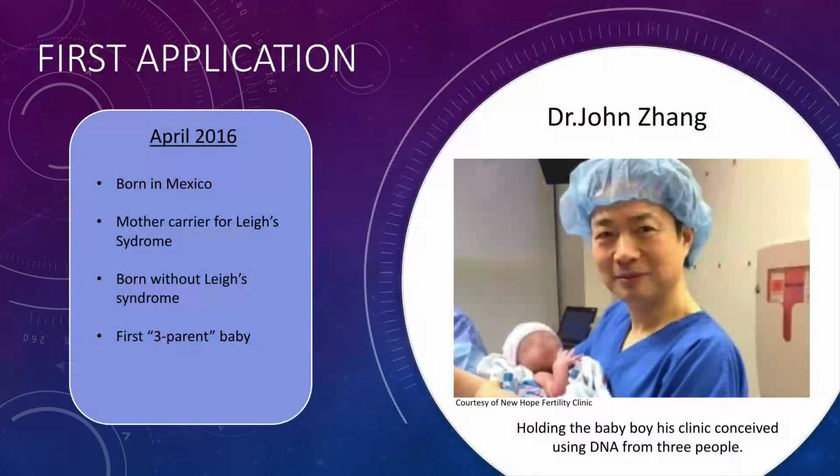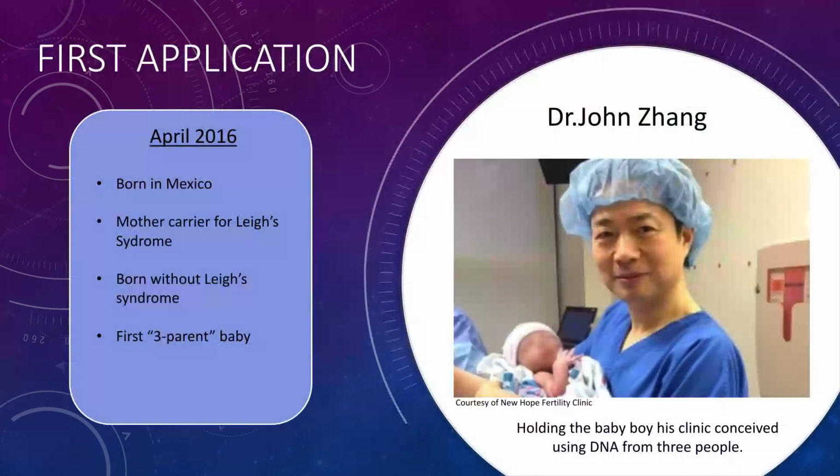Determined to have a child, the couple turned to Dr. John Zhang, an infertility expert at the New Hope Fertility Center in New York City. For the first time in humans, Dr. Zhang and his team attempted to use technology that has been around since 1983, mitochondrial transfer. In the case of his patient, this procedure resulted in the birth of a son without Leigh syndrome, seemingly curing an incurable disease.